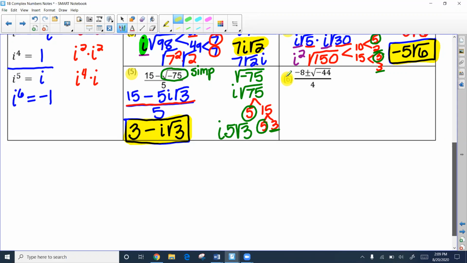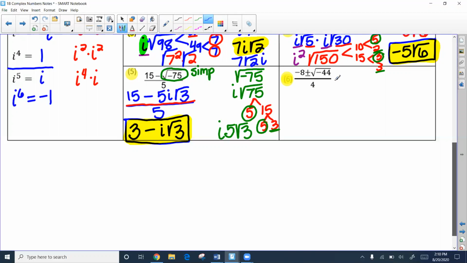Negative 8 plus or minus the square root of negative 44, divided by 4. Okay, so let's simplify that.